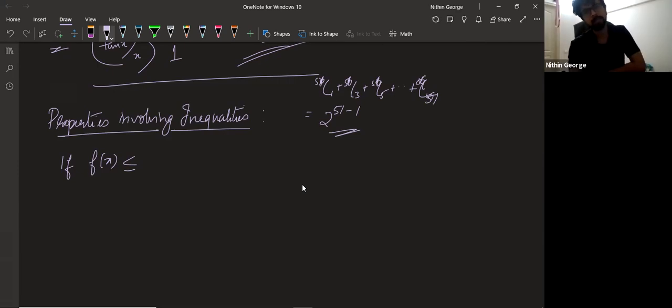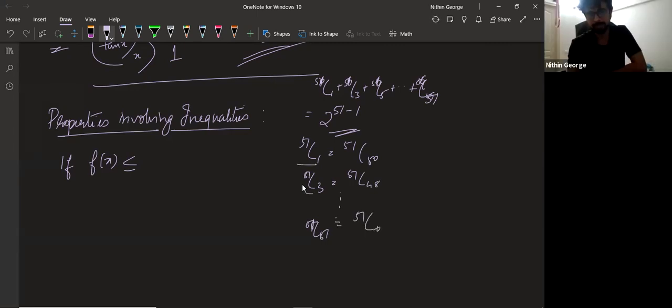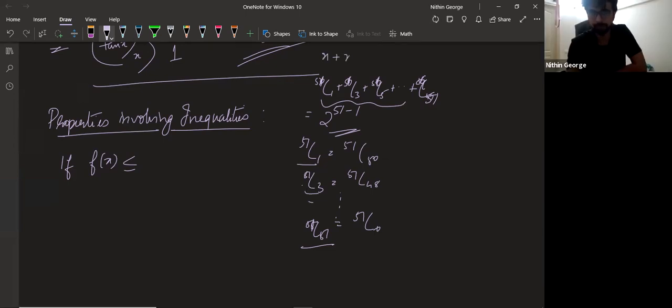What will happen is that 51C1, you can write that as 51C50. 51C3, you can write that as 51C48, right? All the way up to 51C51, which you write as 51C0. When you take the LHS terms and add them up, you get the question, right? So let's call that sum x. The RHS terms, the sum should also be x because they're all equal.